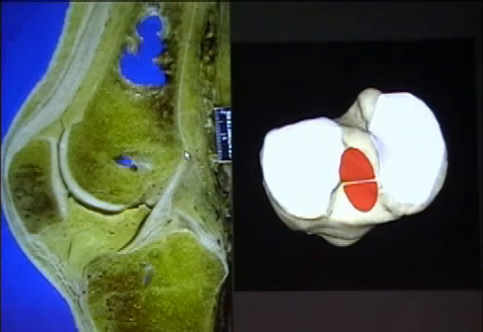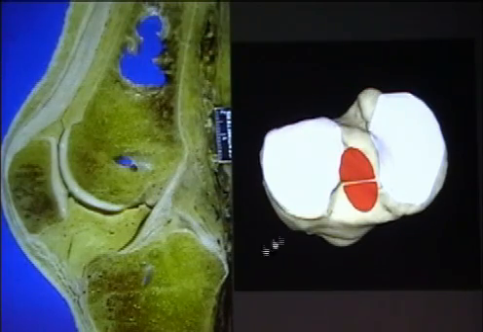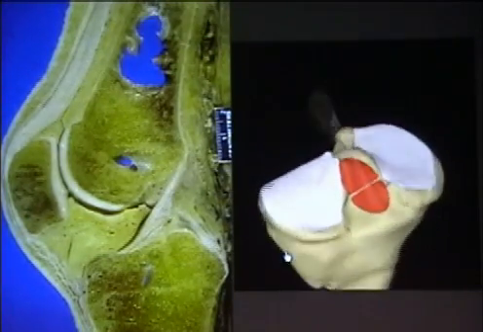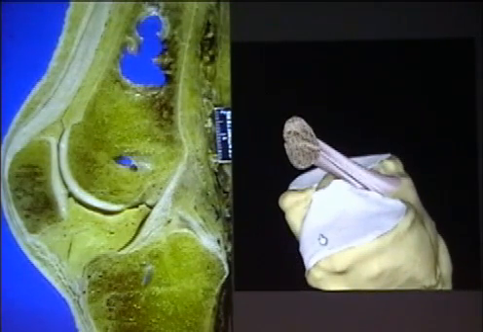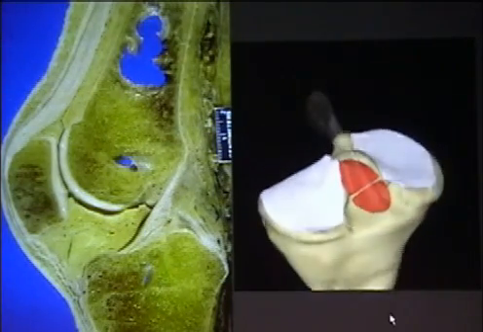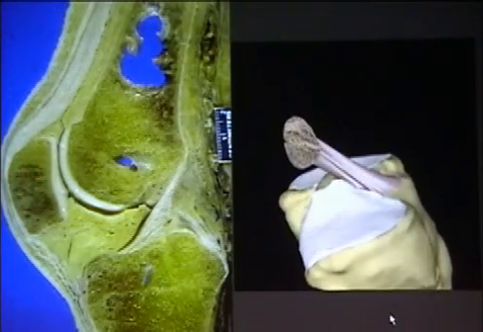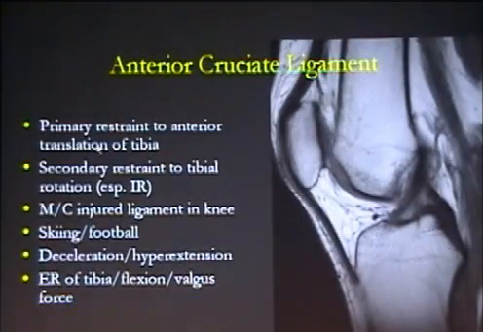A gross specimen demonstrates here the anterior cruciate ligament. Here you can see it coming from posterior, starting on the anterior aspect of the tibia. Here you can see the footprint that is left by the ACL, and the two bundles, the anteromedial and the posterolateral bundles. So here's posterior and anterior. Sorry. The anterior cruciate ligament is a primary restraint to anterior translation of the tibia.